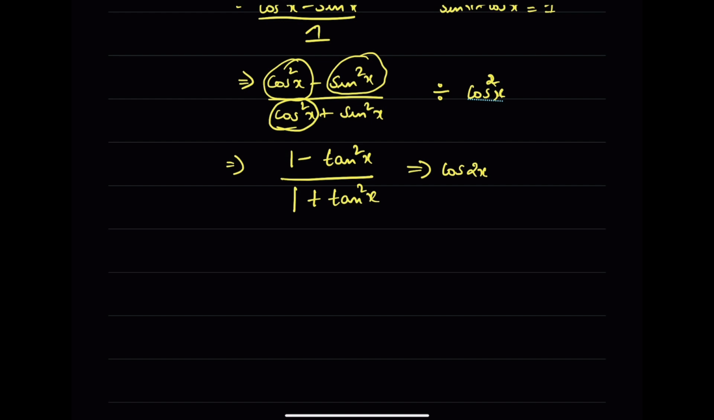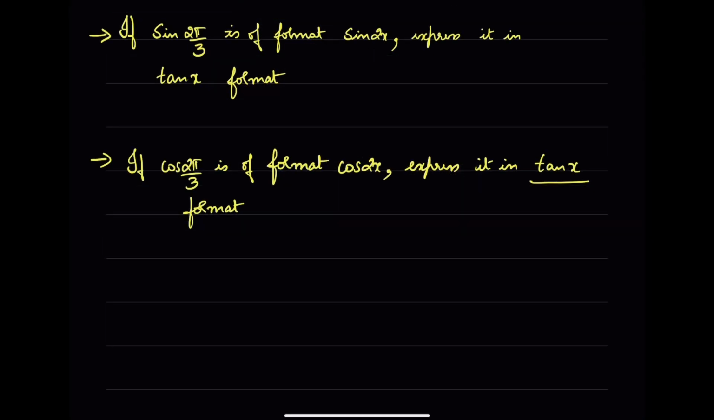So please note down all this formula that we have understood so far. We will apply this in different problems so that we understand how to actually use this multiple angle formula. Now just to understand the formula we have gathered so far better, let's try to express these two questions in a tan x format. So the given information is sin 2 pi by 3 is of the format sin 2x. We have to express it in the form of tan x. Similarly, cos 2 pi by 3 is of the format cos 2x. We have to express it in the form of tan x.